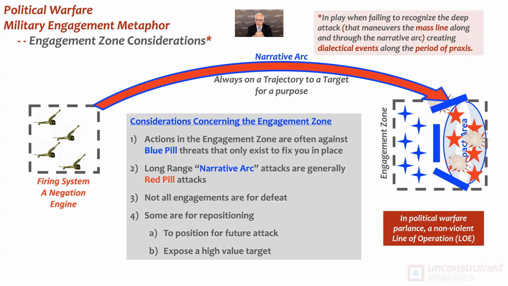So rolling forward here, in political warfare parlance, this is a nonviolent line of operation we're talking about. And we're still talking about the narrative arc, okay? I have engagement zone considerations with an asterisk. This is in play when failing to recognize the deep strike attack that maneuvers the mass line along and through the narrative arc, creating dialectical events along a period of praxis. So considerations to take into mind.